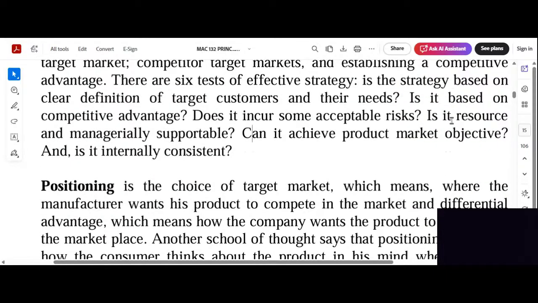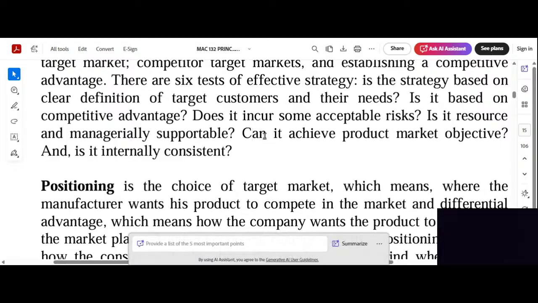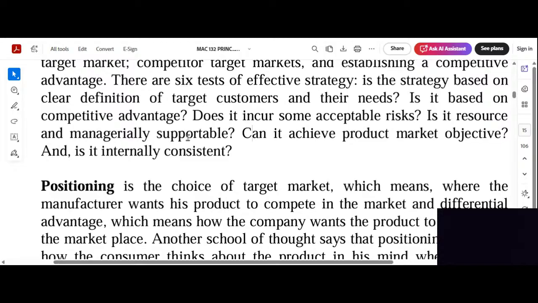Is it resource and managerially supportable? The strategy you want to form, is it realistic? When we want to really achieve it using resources, and when we want to manage it, can it be managed? Can resources work for it? So you can't just bring a strategy that is from Mars or from another planet. It must be something that is realistic here and supportable by managerial skills.